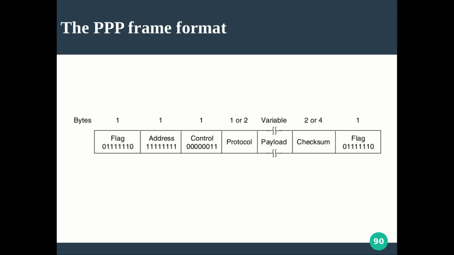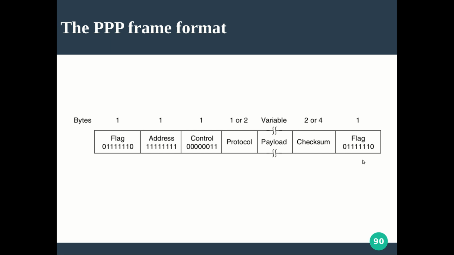If you look at the frame format, the bytes are highlighted here: first byte, second byte, and so on. Here is the protocol field, 1 or 2 bytes. Then the variable length payload, which is still a multiple of bytes, but variable in length. Then 2 or 4 bytes of checksum, and the special flag attached at the beginning and end of the frame, that is 0 followed by 6 ones followed by 0.